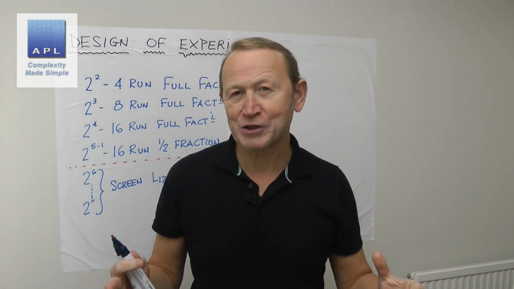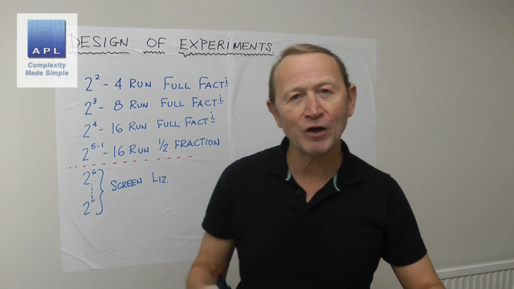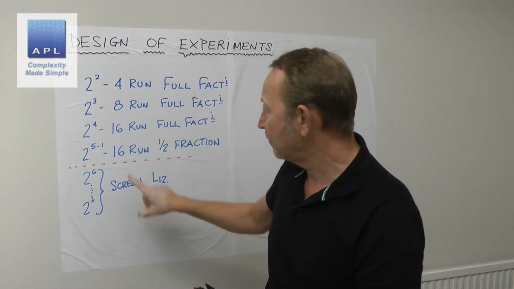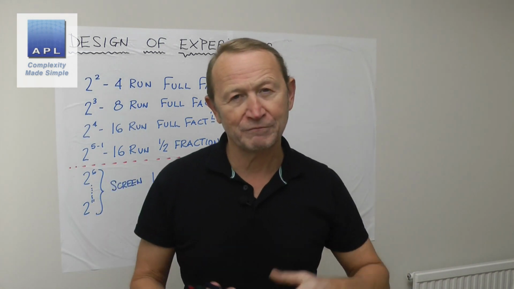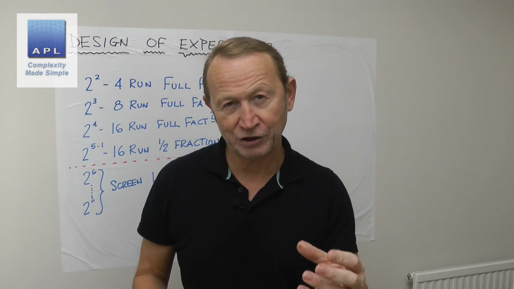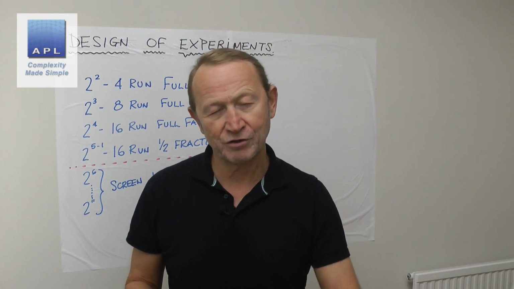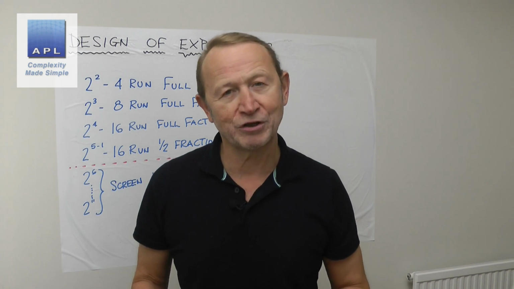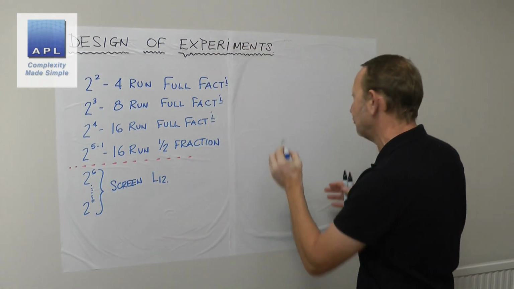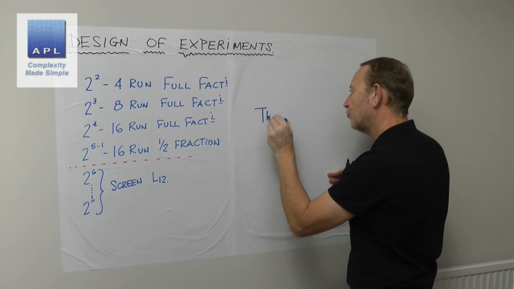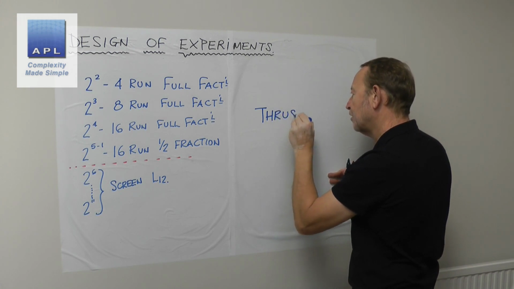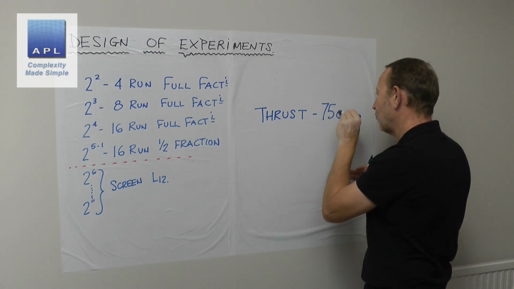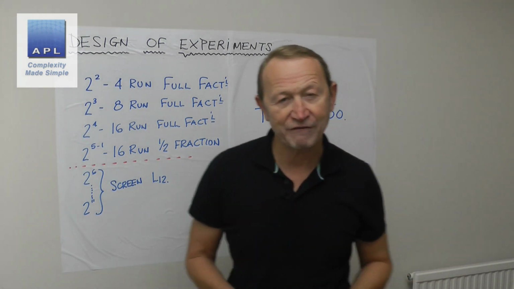What this video is all about, of course, is a follow-on from the last lecture, which was all about the 2 to the 5 minus 1 half fraction. So we are going to get into a 5-factor problem now. We're going to explain the problem to you in a moment, but essentially what are we doing? We are trying to control the thrust from a rocket, and we are trying to hit 750.